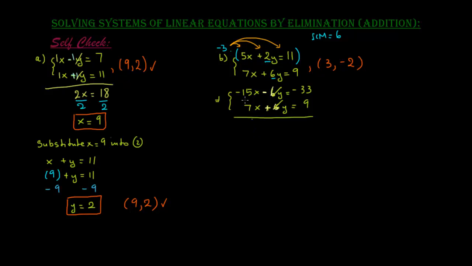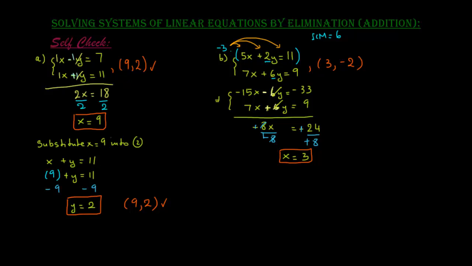Give me -15 plus 7 give me -8x equal to -33 plus 9 give me -24. So isolate the x by divide -8 on both sides. So negative cancel out on here and here, and 8 on this side also cancel out. Give me x by itself. X equal to 24 divided by 8, give me 3. And again, that's my first unknown.